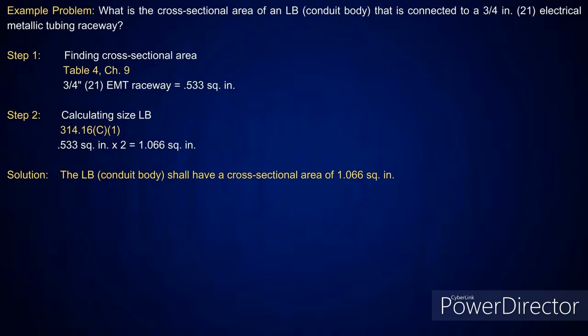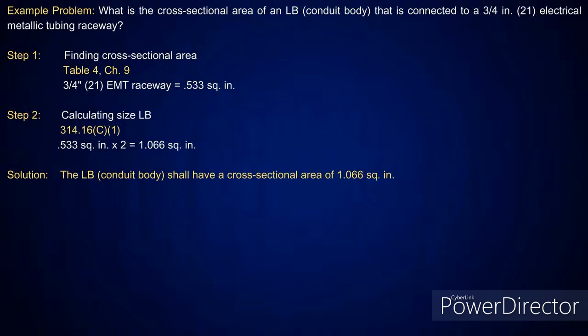Now, if you go over to chapter 9, table 4, and you pick up a 3/4 inch EMT raceway, it's going to tell you that the square inch rating there is 0.533 square inches. Then all you're going to do is multiply that by 2, and that's going to tell you what the cross-sectional area of that LB is, which would be 1.066 square inches. It's a simple calculation. It doesn't take any time to do. You just have to remember where to get the square inch value from, and that's going to be in chapter 9, table 4, based on the type of conduit system you're using.